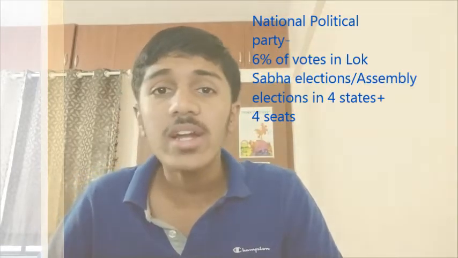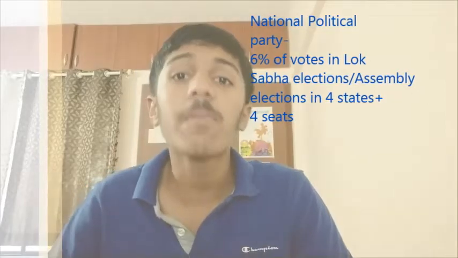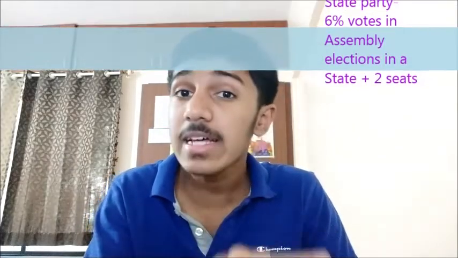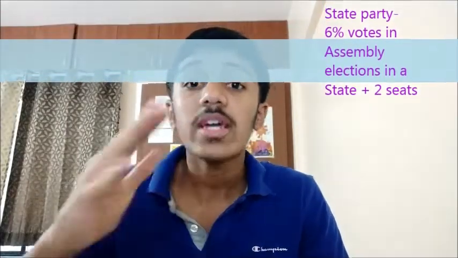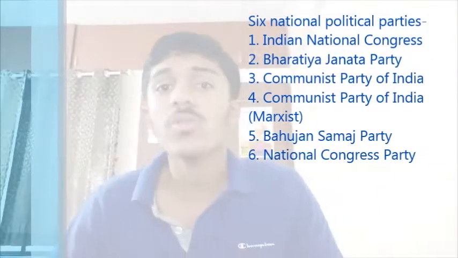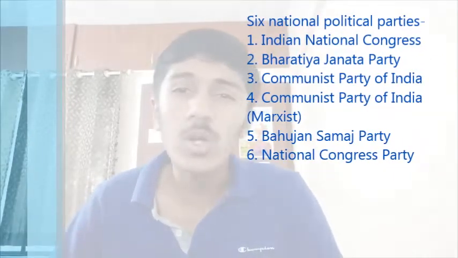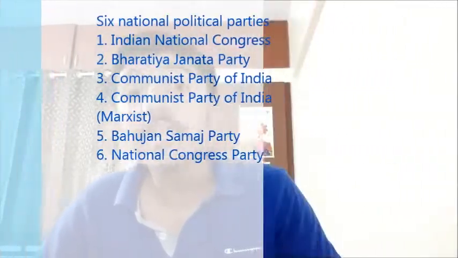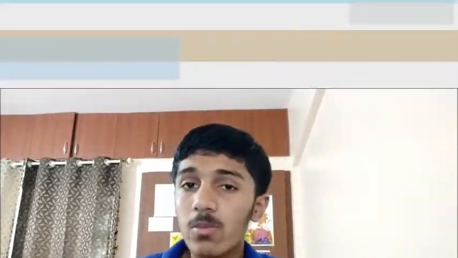Now, on the other hand, for state political parties, right? For becoming a state party, you require to win 6% of the votes in the assembly election in one state, and along with that, you need to win at least 2 seats in that state as well. So now moving on to the major national political parties in India. There are 6 national political parties in India.